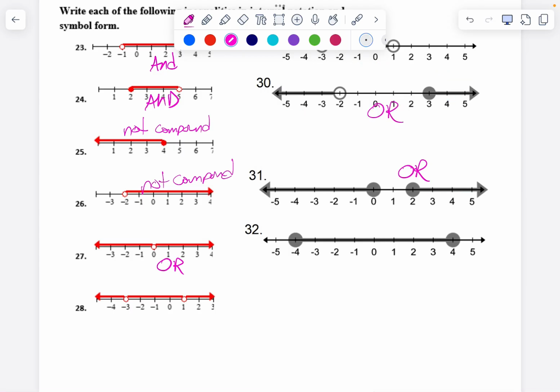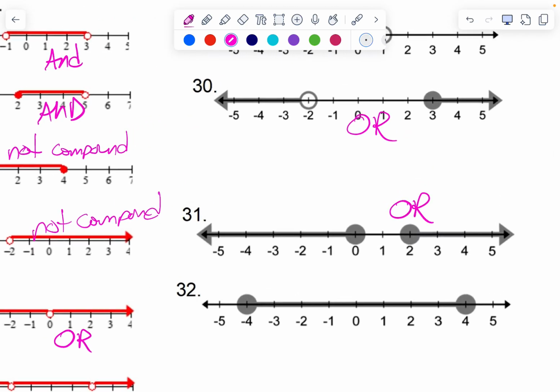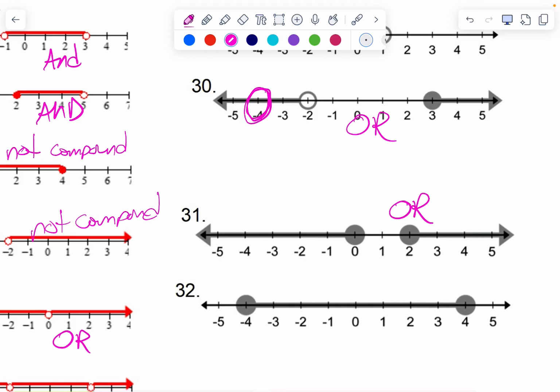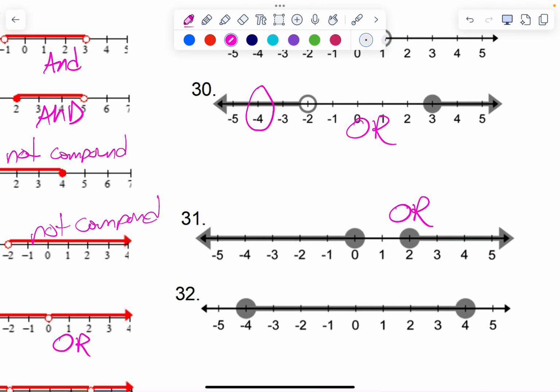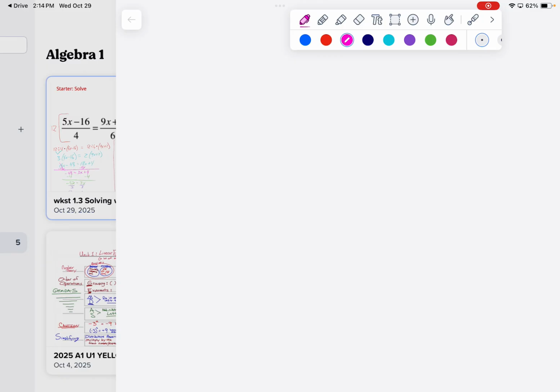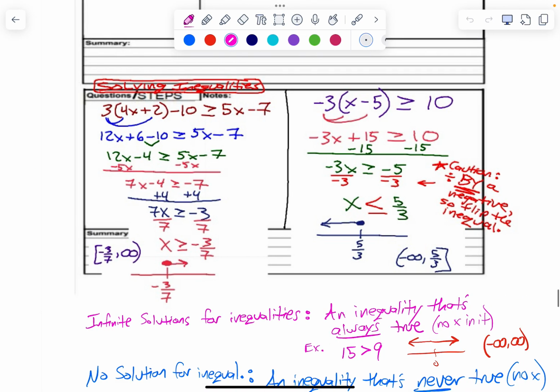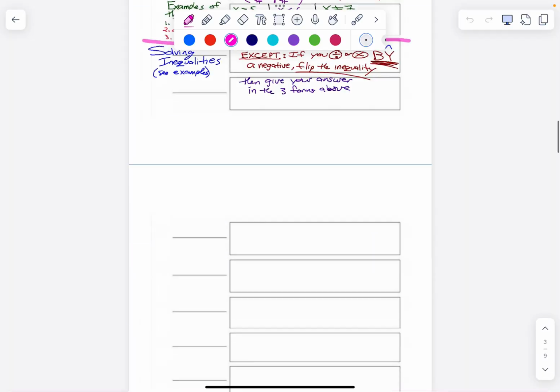Okay, here's the big idea. If you can't meet the criteria for both at the same time, it is "or." Here's what I mean. I am going to pick a value of -4 right here. Can I be less than -2 and greater than 3 at the same time? No. If you can't be in both places at once, it's "or." If you can, it's "and." That's kind of the simple version of it. So let's write that down in your notes, please. We're just going to write it in boxes in the note box.